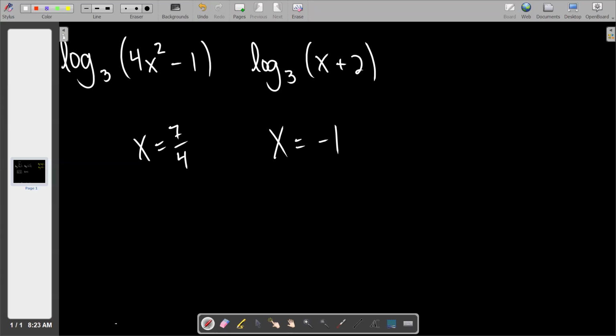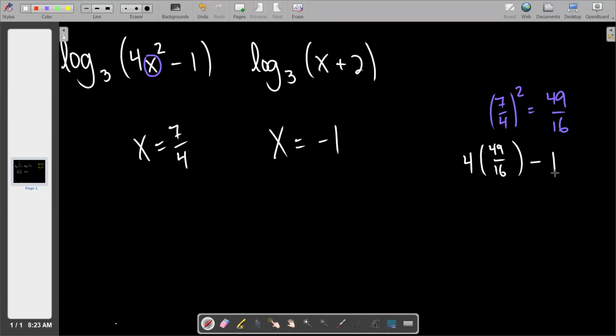If you put 7/4 in this little purple jelly bean right here, or that little oval, you've got to do 7/4 squared, which is 49/16. And then you have to do 4 times 49/16 minus 1.